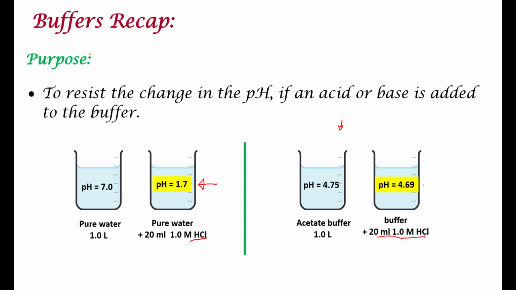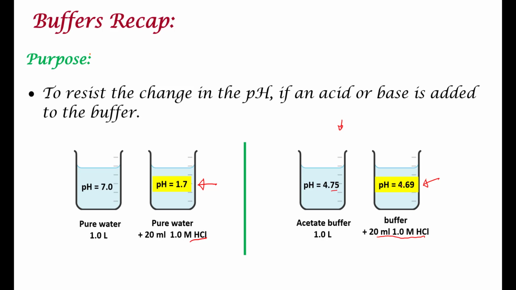And then on the right side, you can see that in the case of the buffer, it has also become acidic because it changed from 4.75 to 4.69. It went to a lower value. So lower pH value means it's more acidic. It also made it acidic, but you can see that the change is only from 4.75 to 4.69.